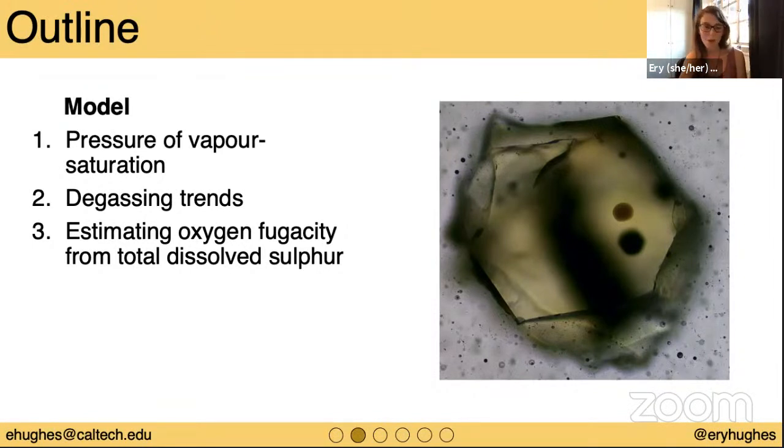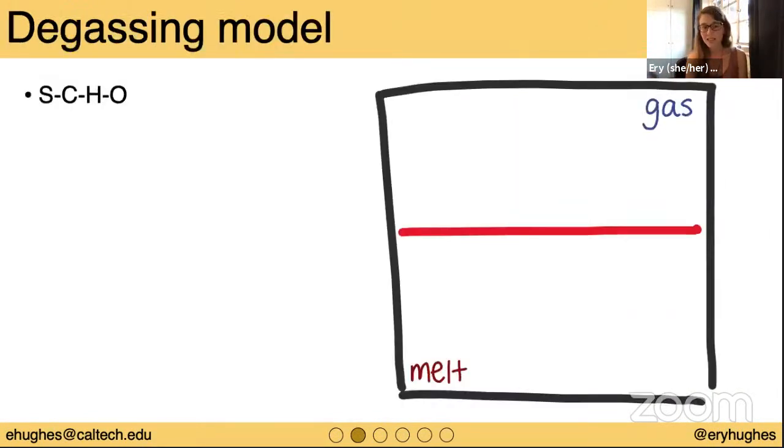So first of all, I'll describe the model. As I said, it's going to be a thermodynamic-based model. And we're going to consider sulfur, carbon, hydrogen, and oxygen as the elements. And the first thing to do is to decide what species we're going to be looking at in the melt and the gas.